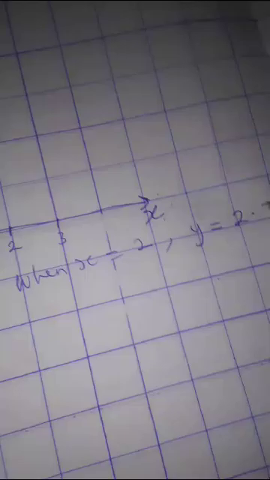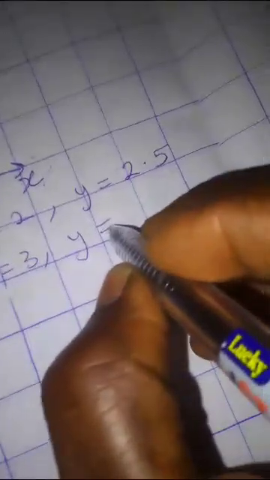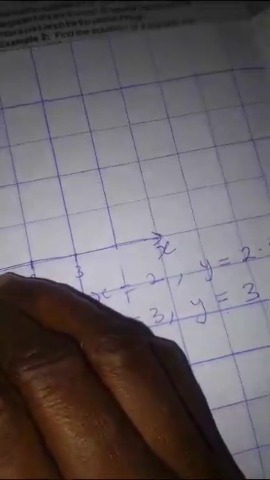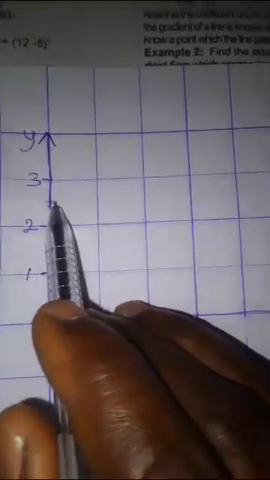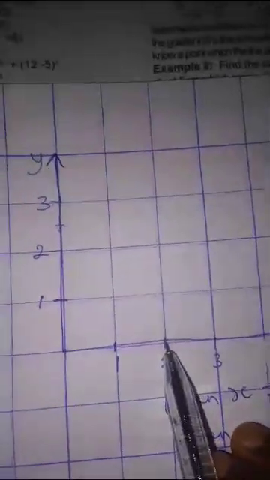x is 2, y is, let's say, 2.5. And when x is 3, then y is, let's say, 3. So that means, let me assume this place is my 2.5 for y. And I now say when x is 2, this is 2 for x. Then I'll trace it to y. So let me say y is somewhere here, isn't it?